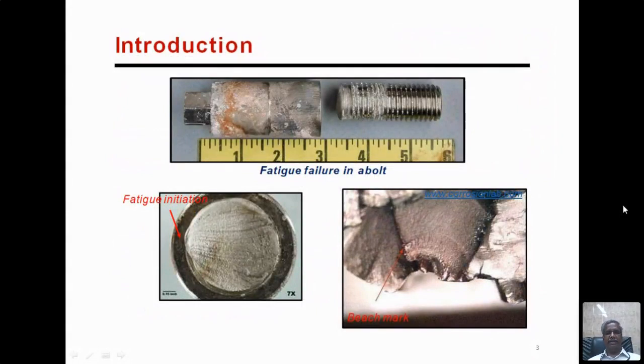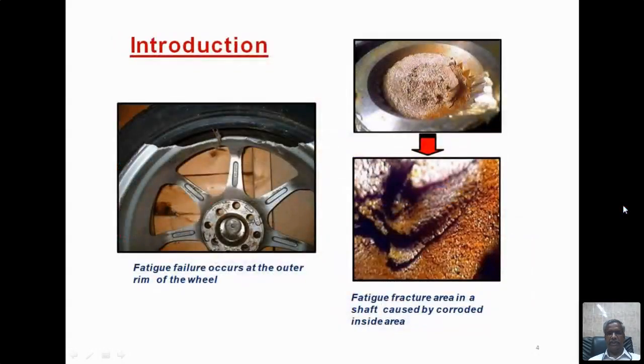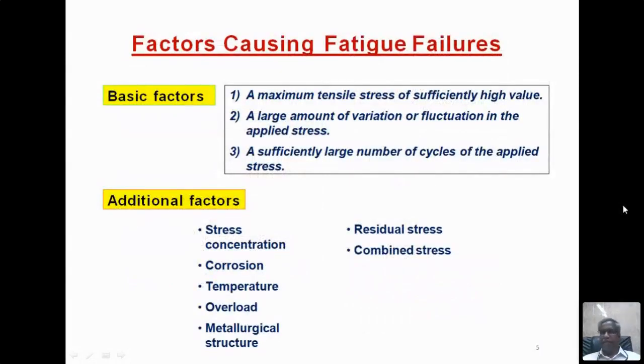Okay, so these are some components which failed under fatigue loading. And in automobiles, wherever you have a lot of moving components, you will find fatigue failure is a very common feature. So coming back to fatigue failures, what are the factors that will affect fatigue failure?